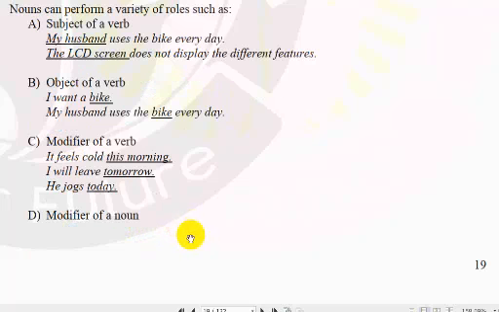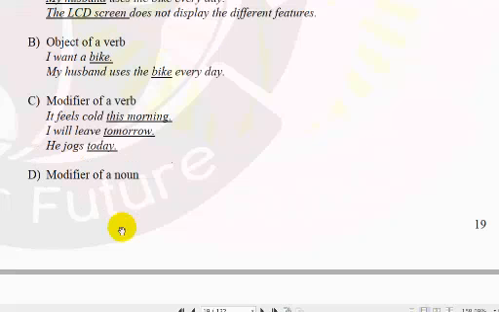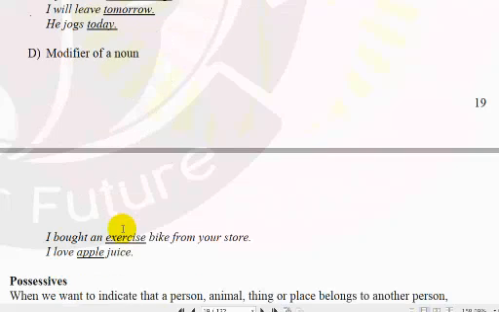Next, modifier of a noun. It can tell something about another noun, which is one of the easiest parts. I bought an exercise bike. We can call this a compound noun: one noun explains the other noun, and together they become a noun. Exercise modifies what kind of bike it is.